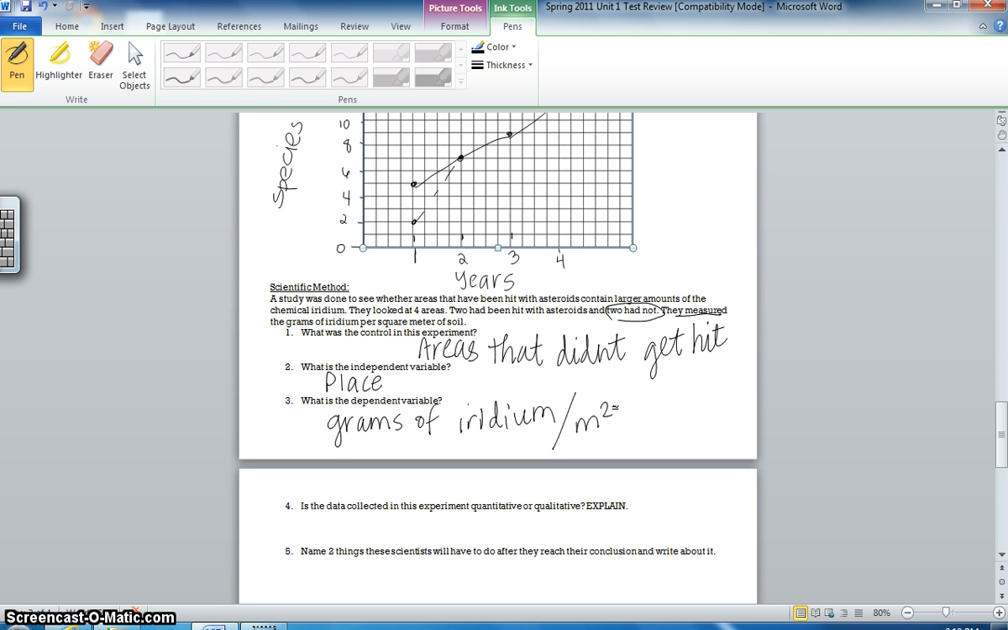Okay, so is it quantitative or qualitative? Well, grams, that's a number, so it's definitely quantitative. Because you will get the number of grams.